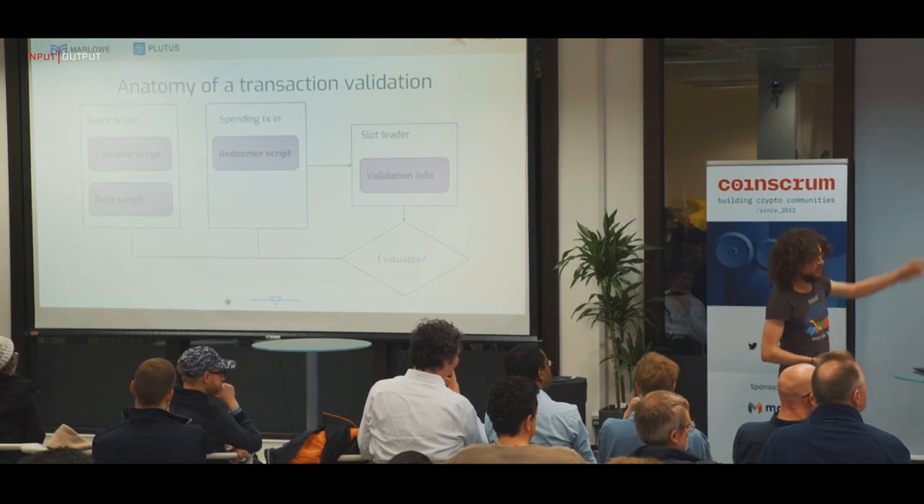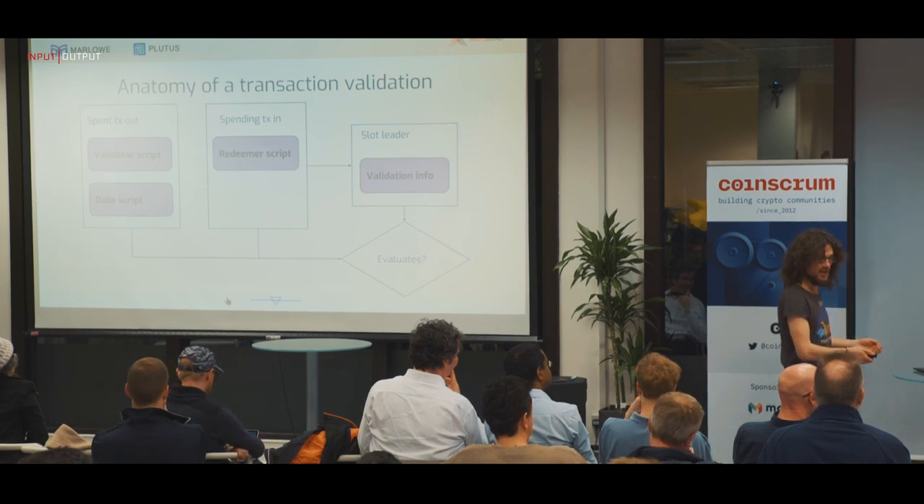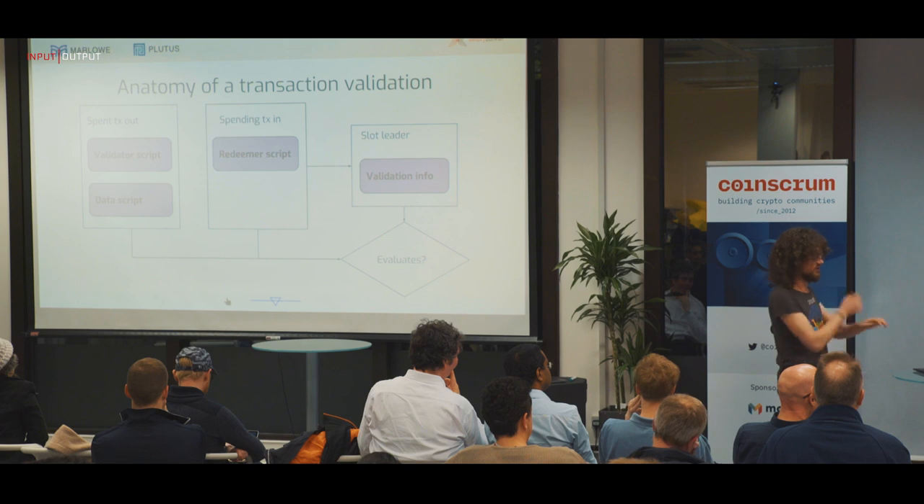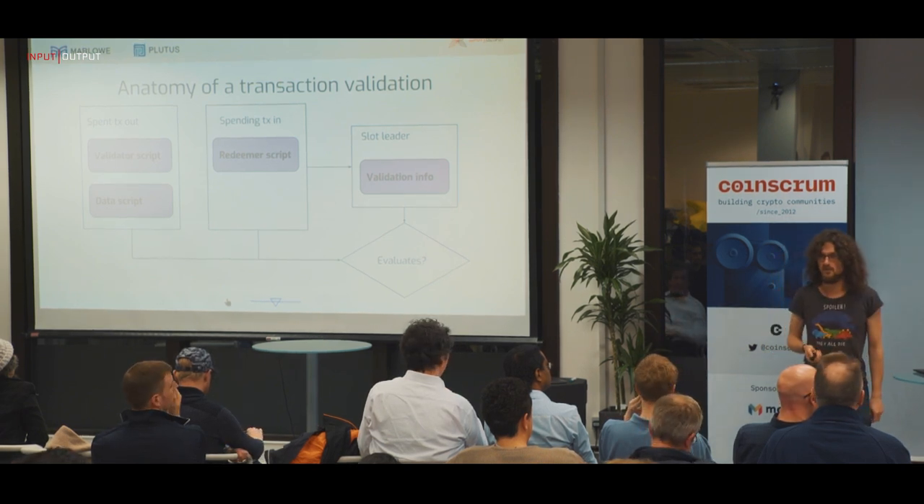The validator is simply a function. We just feed it all these things as arguments. We check whether that evaluates. If it does, you can spend the money. If it doesn't, reject it. That's the model. Why not one function?